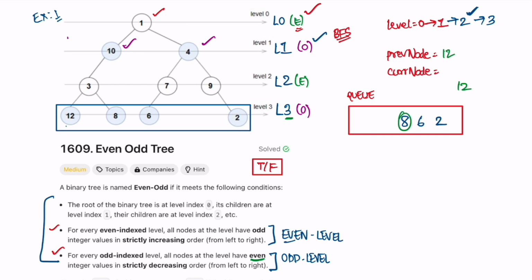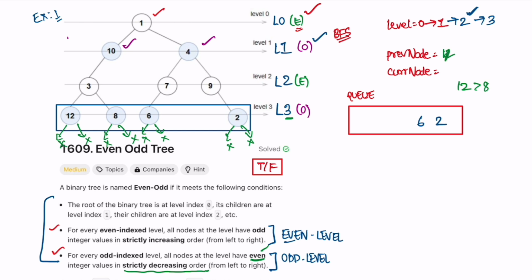You don't have to add anything because this is the last level. And if you check left and right child, both are null for all the nodes in the last level. So I'm not checking them. So current node is 8. Check if it is even. Yes, it is even. Check if it is in strictly decreasing order. Yes, it is in strictly decreasing order. So pop that element from the queue.